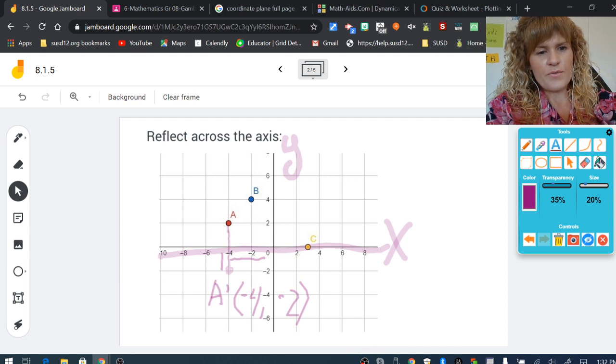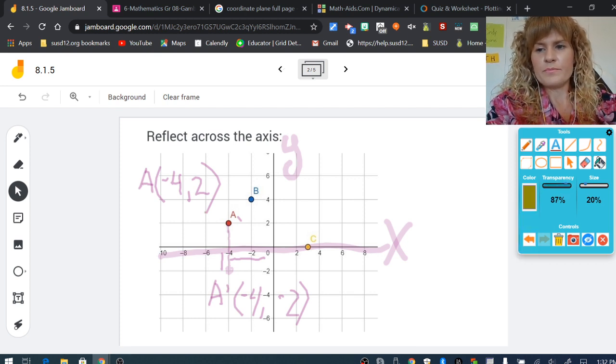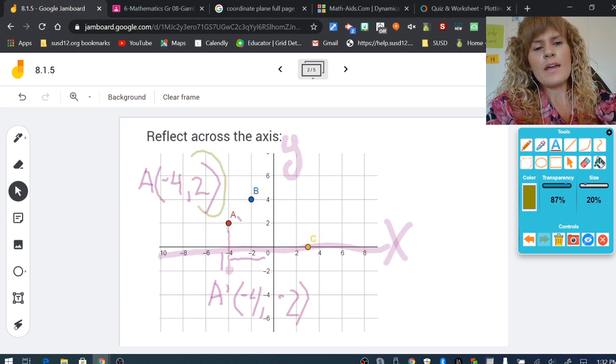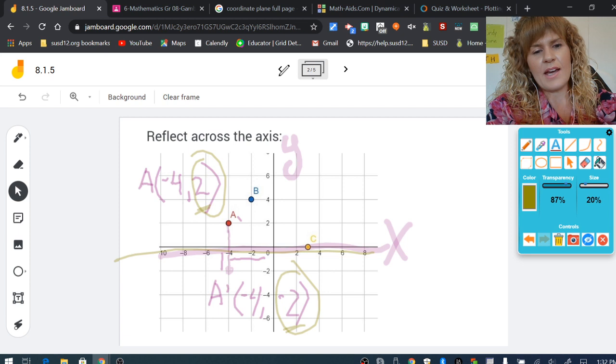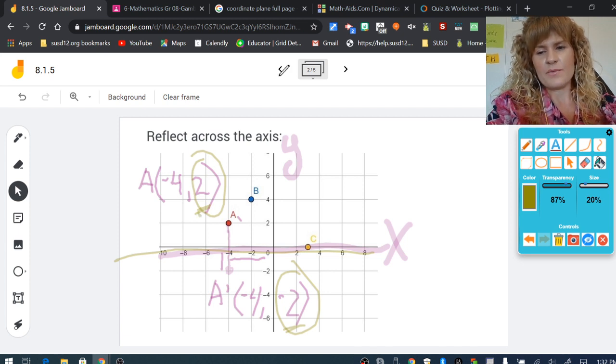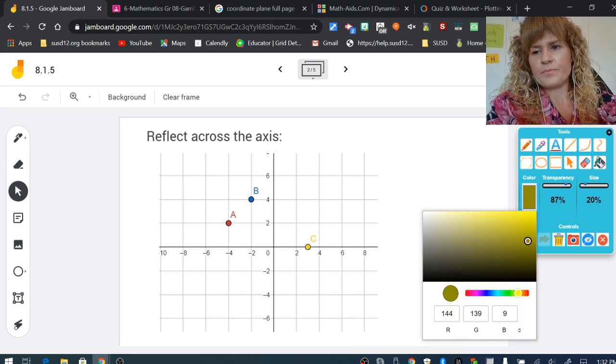How has that changed from point A? Look again at point A. Its coordinates are (-4, 2). So what has changed? I'll give you a second to think about that. The y-coordinate has changed. So when you're reflecting across the x-axis, it's the y-coordinate that changes sign from 2 to -2.